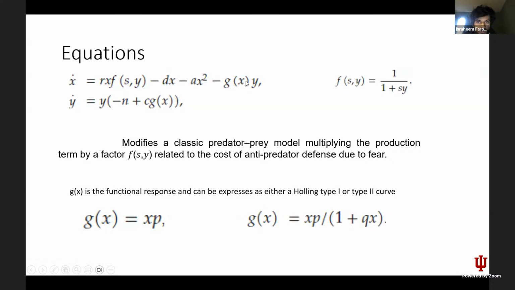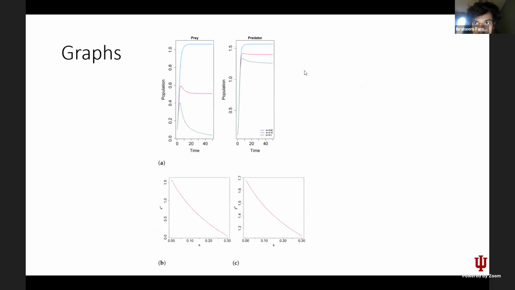And then this g(x) times y gets replaced, so it becomes a little bit more complex. g(x) is basically the functional response. In the paper, they represented this with both a Holling type 1 curve and a Holling type 2 curve. They wanted to see the effects of this fear factor in both Holling type 1 instances and Holling type 2. So here are some of the graphs they came up with.